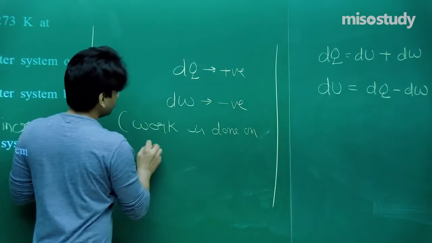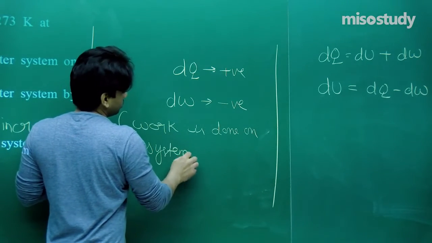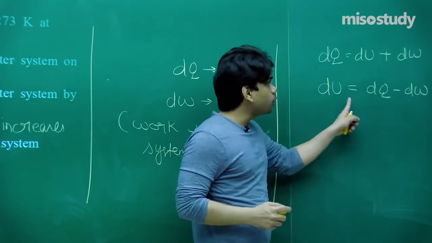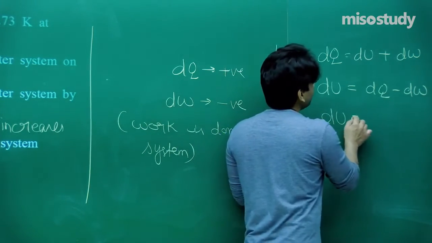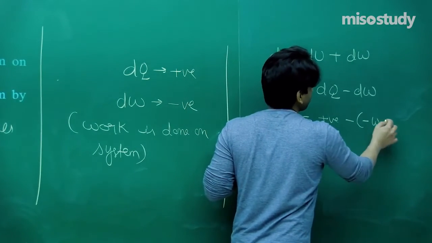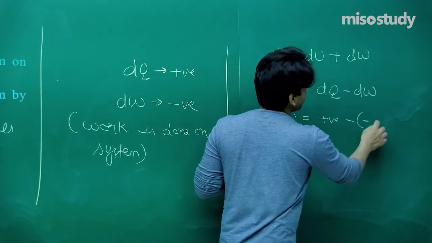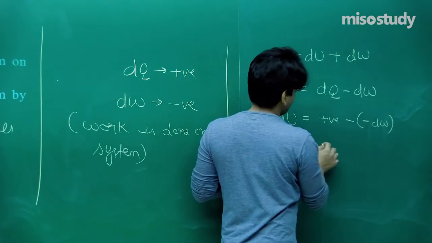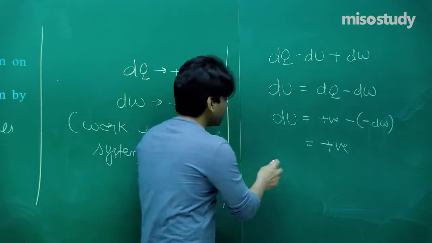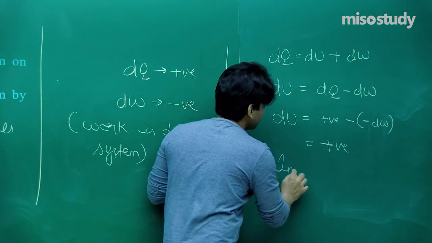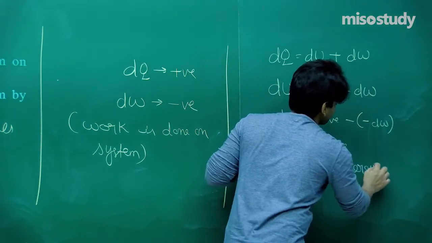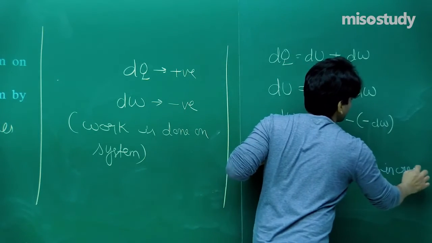So, you have to take in this work is done on system, so work done will be negative. So now if I put here, I will be finding that dQ is already positive and minus a minus work done. So we will be having this entire term as positive. That means internal energy increases. So let me write down, that means internal energy increases. This is what we can comment.